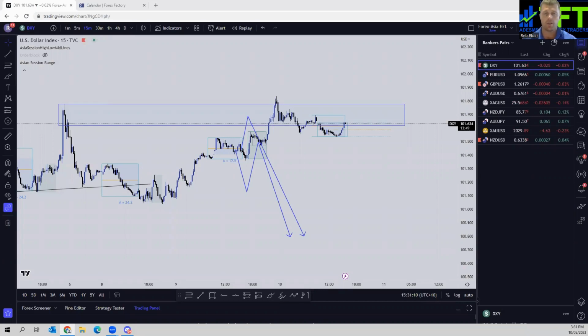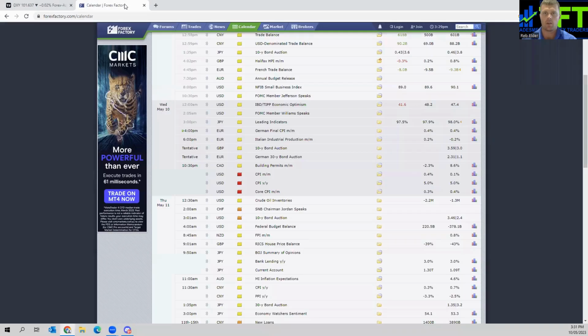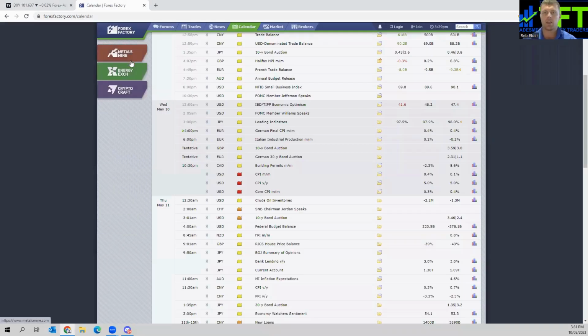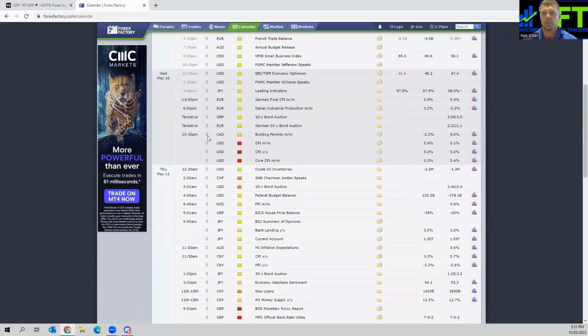As usual, we'll cover the Dixie, the Euro, and the GBP pairs. First, we jump over on the economic calendar here. So as we can see today, we have the CPI news month-on-month, year-on-year, and the core CPI month-on-month for the USD pairs, which is happening at the start of the New York session. So we just need to be aware of that.